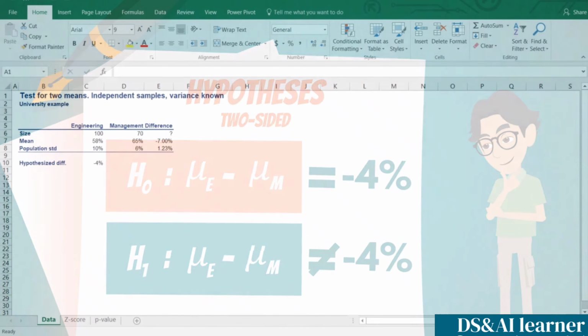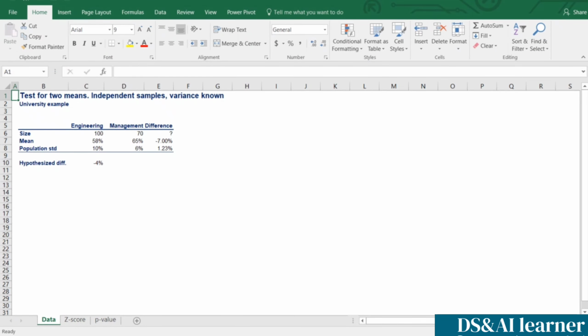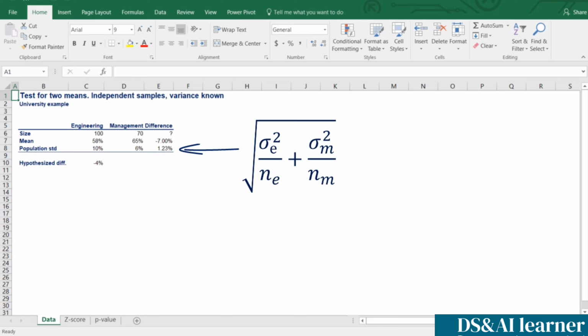Right, let's get our hands dirty. Here's the table that summarizes the data. The sample sizes are 100 and 70 respectively. The sample means are 58% and 65%, and the population standard deviations are 10% and 6%, and are known from past data. If you remember, when the population variance is known for independent samples, the standard error of the difference is equal to the square root of the sum of the variance of engineering divided by its sample size and the variance of management, again divided by its sample size.